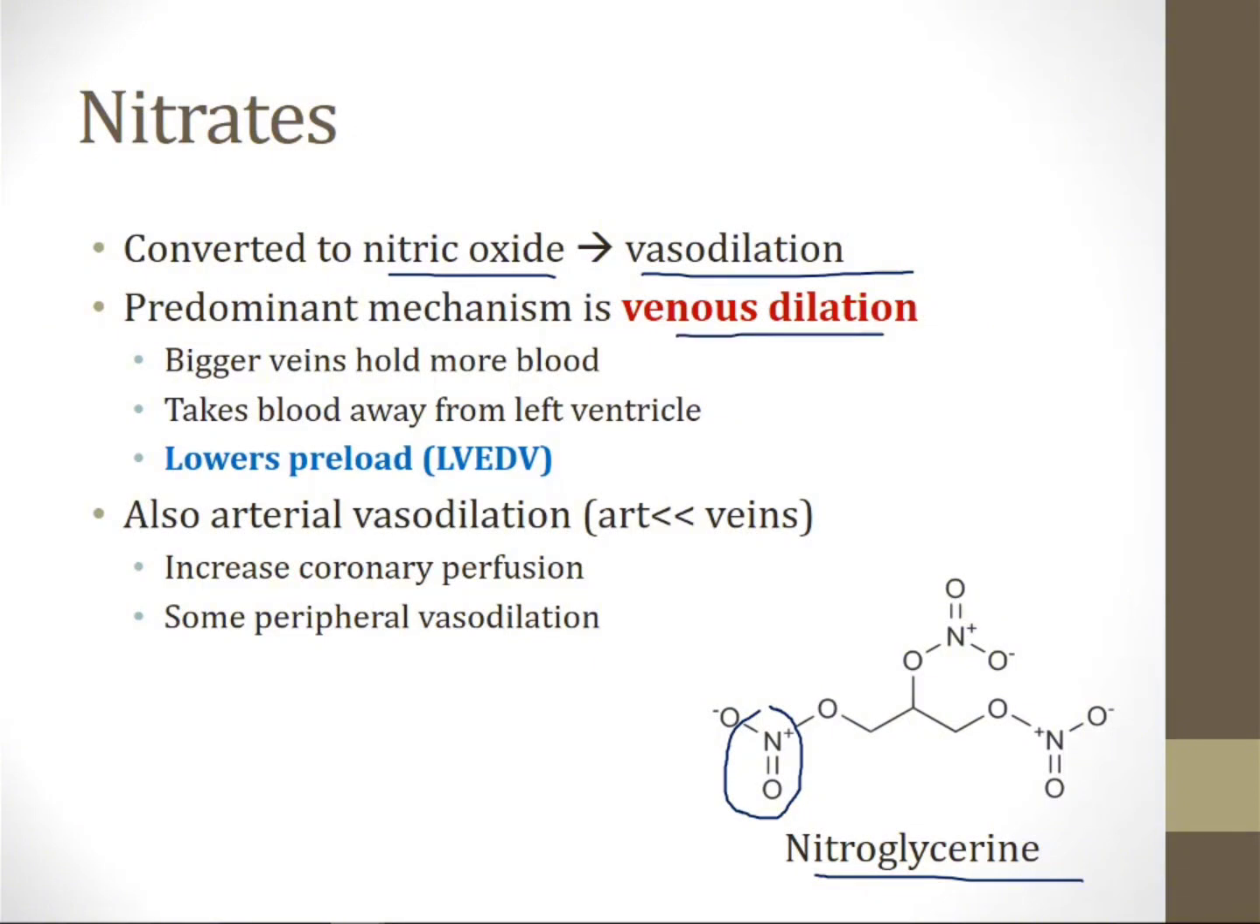So these drugs will dilate the veins, and bigger veins hold more blood. This pools blood and takes blood away from the left ventricle, and that lowers the preload. And you may know that a marker of preload is the left ventricular end diastolic volume, and this will fall after patients take a nitrate type medication.